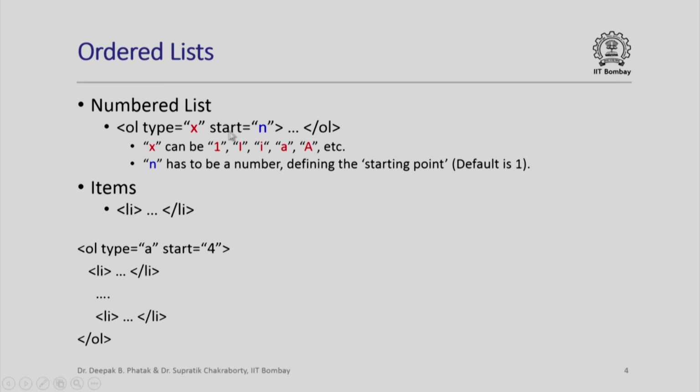I can also prescribe a starting point which merely defines the starting point in that particular sequence. For example, if I say OL type A start 4, that means ordinarily the list items would be listed as A, B, C, D, E, F, but because I have said start equal to 4, the list will start with D instead of A. Incidentally, individual items of the list are enclosed in li /li.